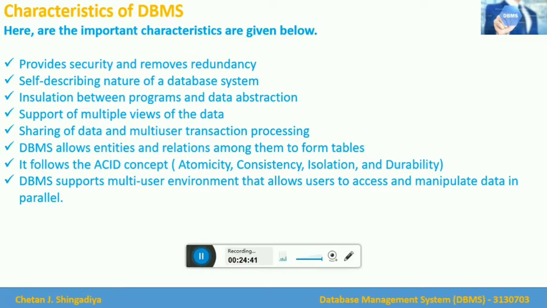DBMS allows entities and relations amongst them to form tables. It also follows the ACID concept. ACID is atomicity, consistency, isolation and durability. We will see that in chapter number 6 in the transaction management system. What are the ACID properties actually? The DBMS supports a multi-user environment that allows users to access and manipulate the data in parallel. So these are the important characteristics of DBMS.